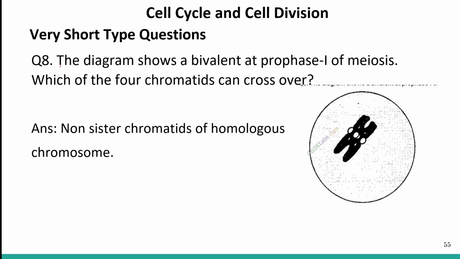Now the next question is, here they have given this diagram. They have shown that this is the bivalent. A bivalent consists of two homologous chromosomes. So they are showing a bivalent at prophase 1 of meiosis, and they are asking which of the four chromatids can cross over. So this is the bivalent.